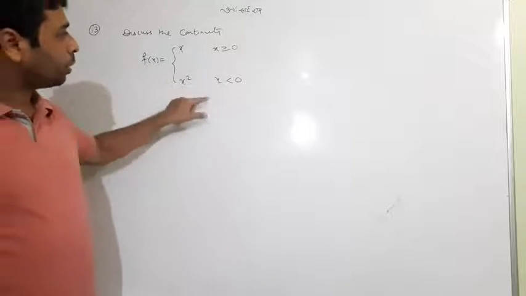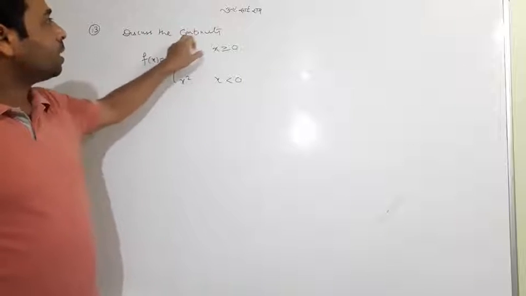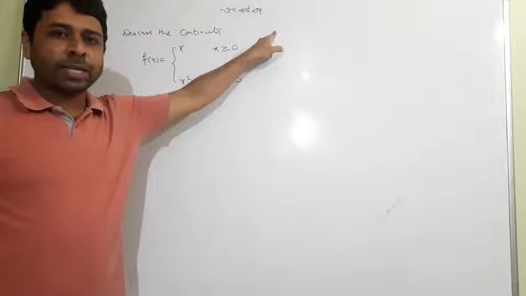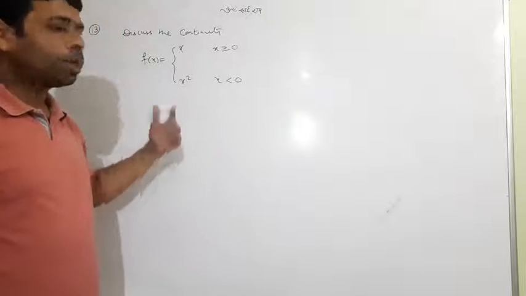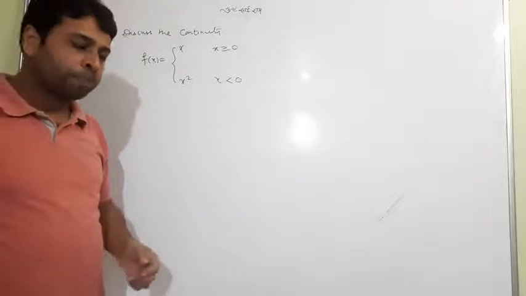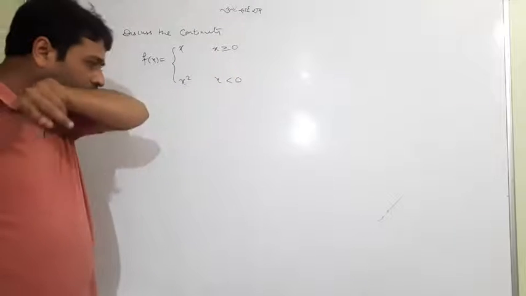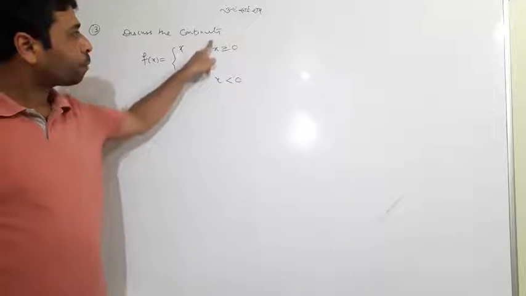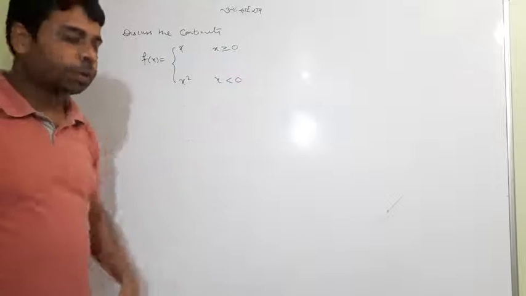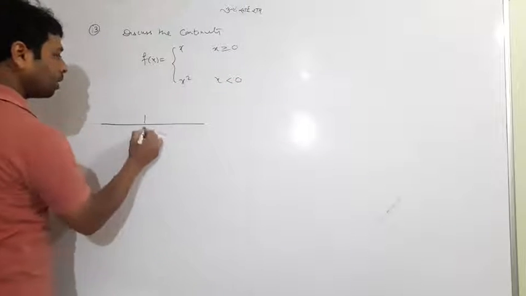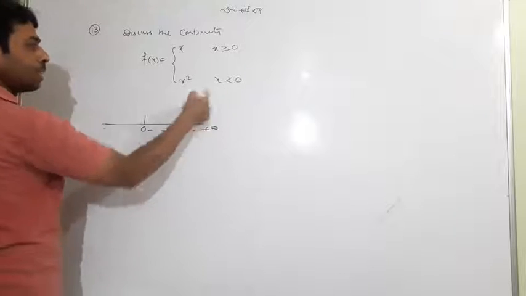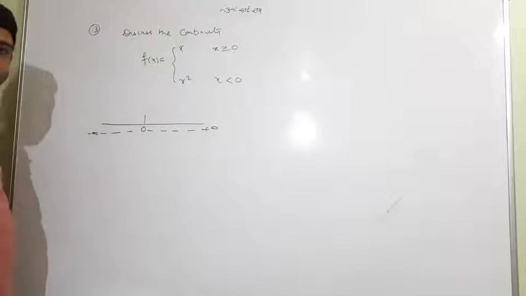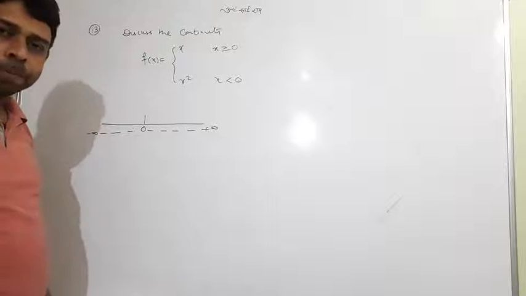Look at the situation. Again discuss the continuity, not specially specified that at what point we have to find the continuity or discontinuity. So we will definitely take all the points. How many points are pending here? Infinite point. Where it is looking? This is 0. X greater than 0, infinite point. X less than 0, infinite point.